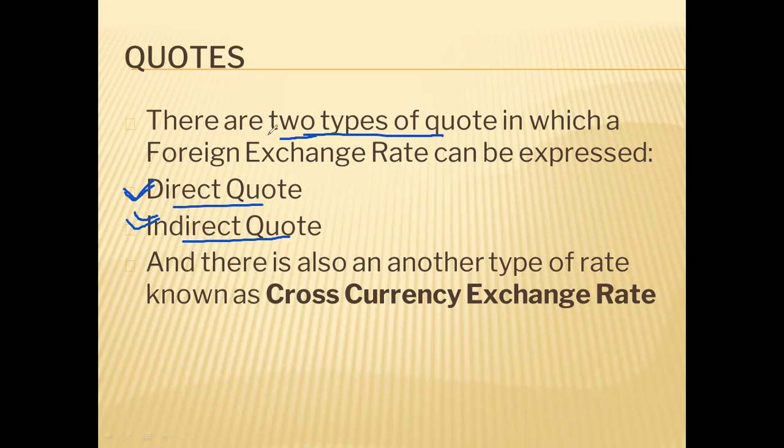So if in an examination a question comes, in how many ways can foreign currency normally be quoted, you can say basically it is two types. So foreign currency exchange rate can be expressed in two ways, that is direct quote and indirect quote. Now let us understand each of the quotes in detail. What is a direct quote and what is an indirect quote?